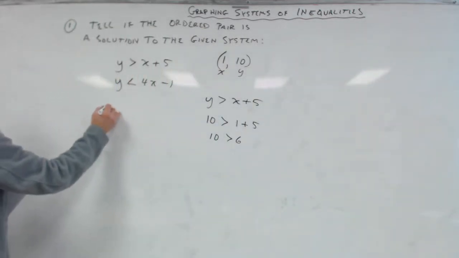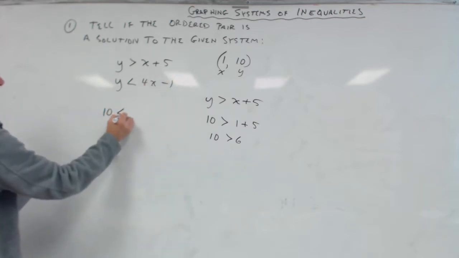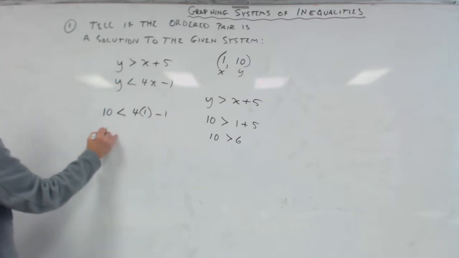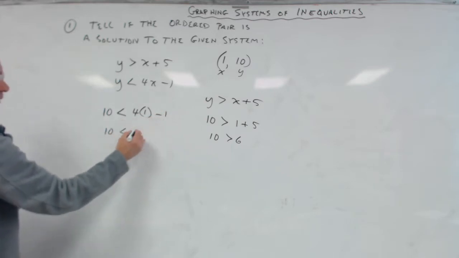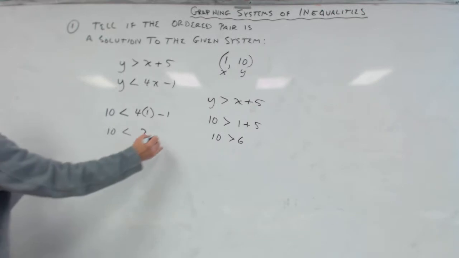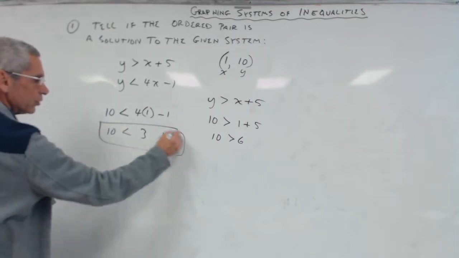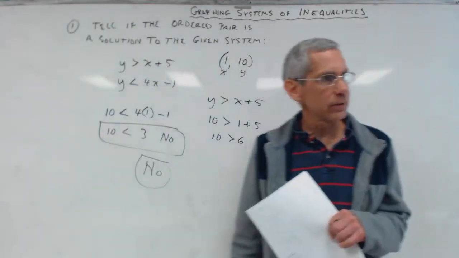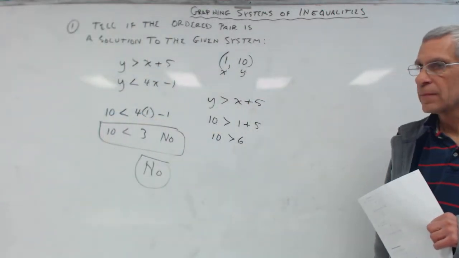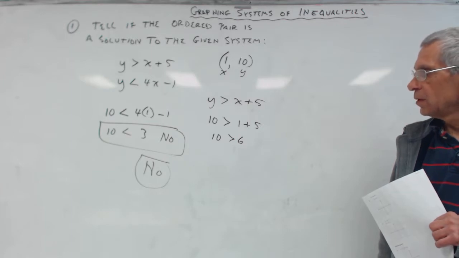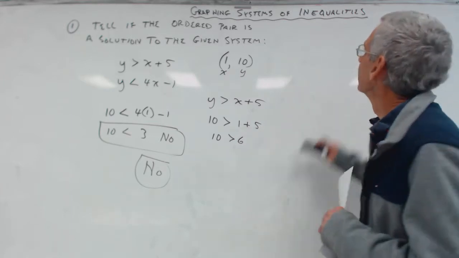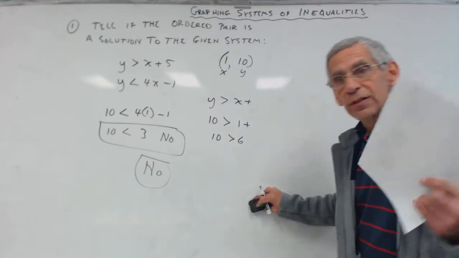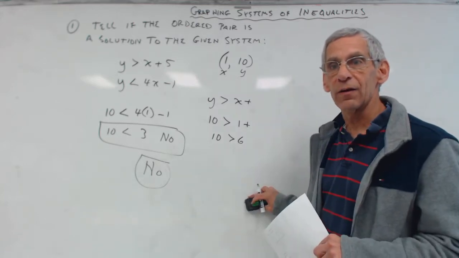Now I'm going to do this one. Is 10 less than 4 times 1 minus 1? Is 10 less than 4 minus 1, which is 3? No. So it is not a solution. So no is the answer. No, it is not a solution. Does that make sense? Yeah. 10 is not less than 3. Right. Pretty clear, right? You're just using algebra, substituting the x and y of your ordered pair.